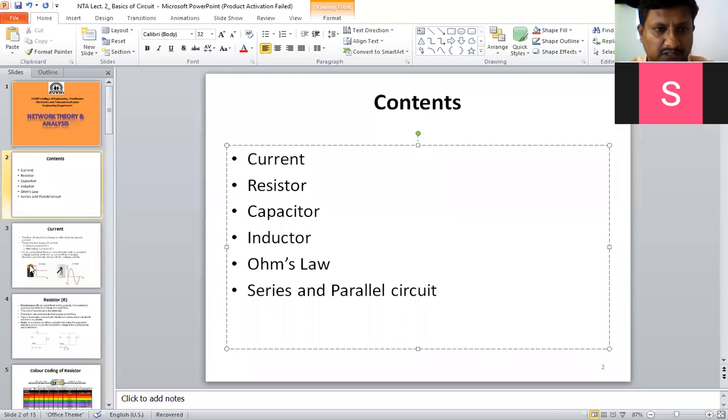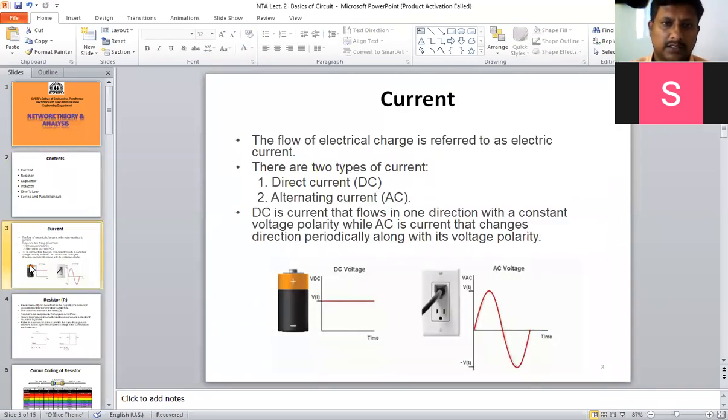So we can start from the first point. What is the current? Current is the rate of flow of electrical charge. In the mathematical expression, I is nothing but current, which is in ampere, and that is given by Q by T. Q is the magnitude of electrical charge, and with respect to time we are measuring the rate. That gives the current. The current unit is the ampere.